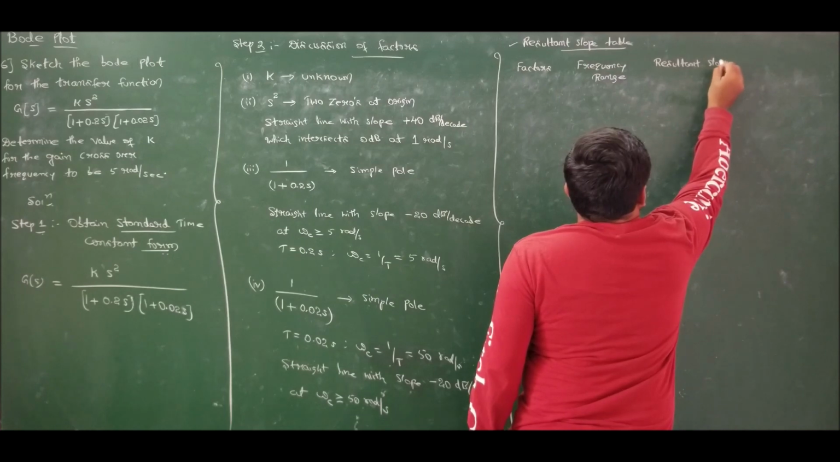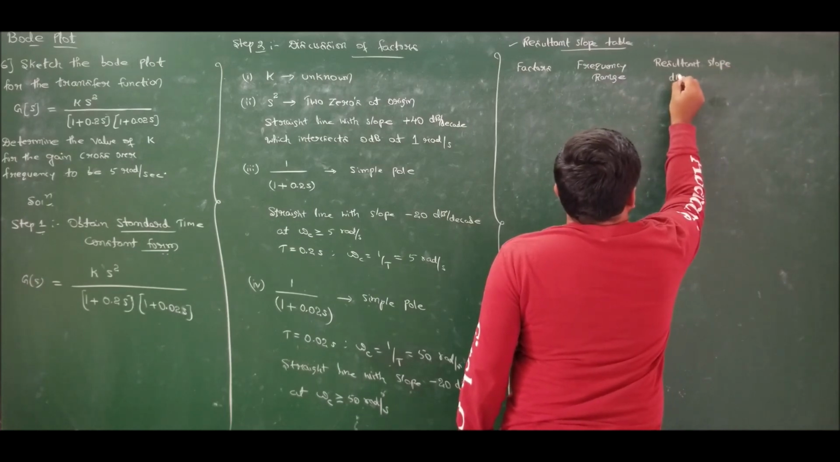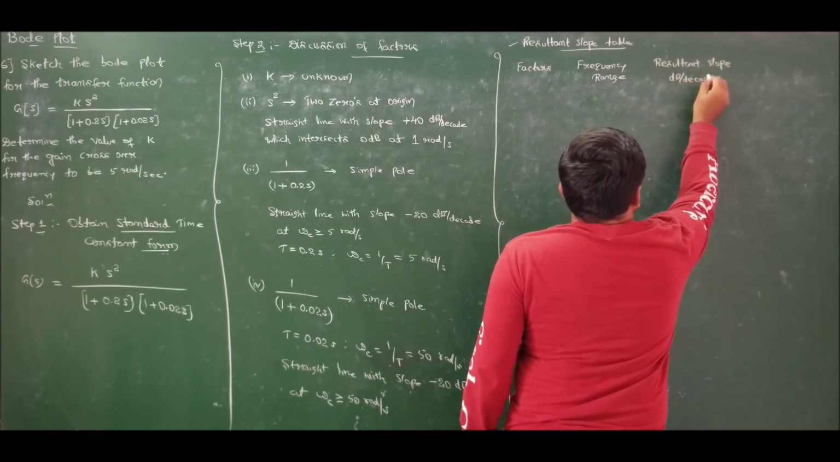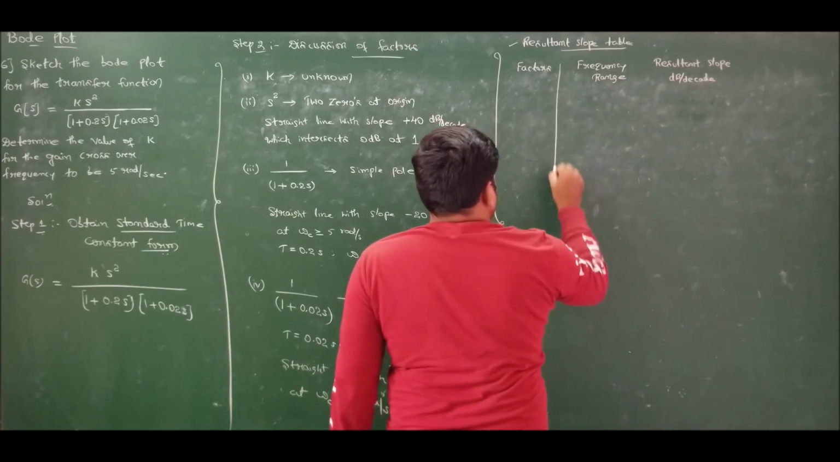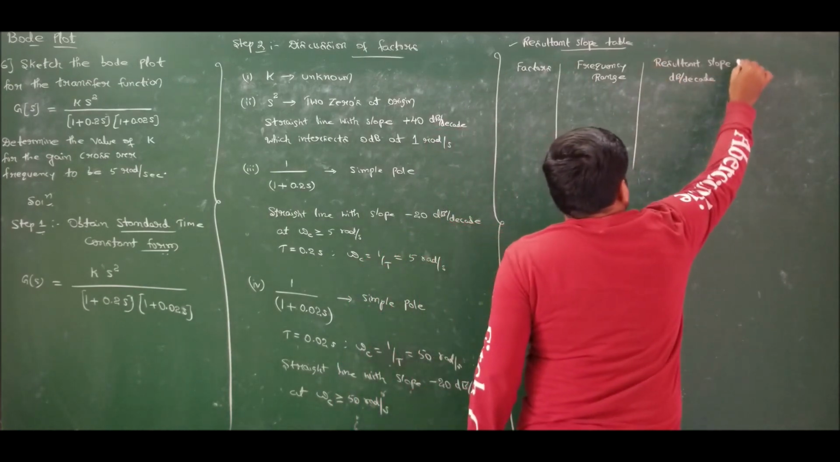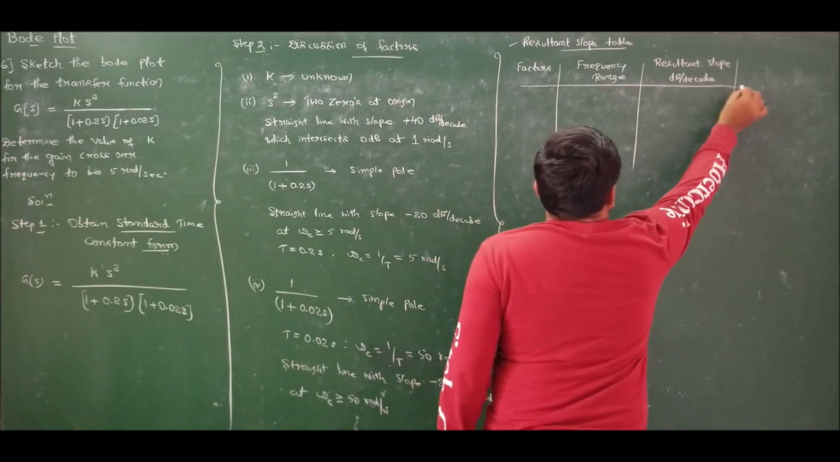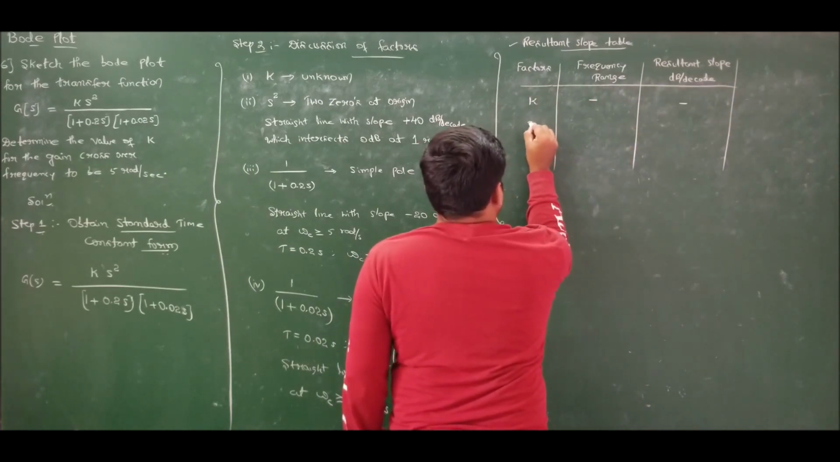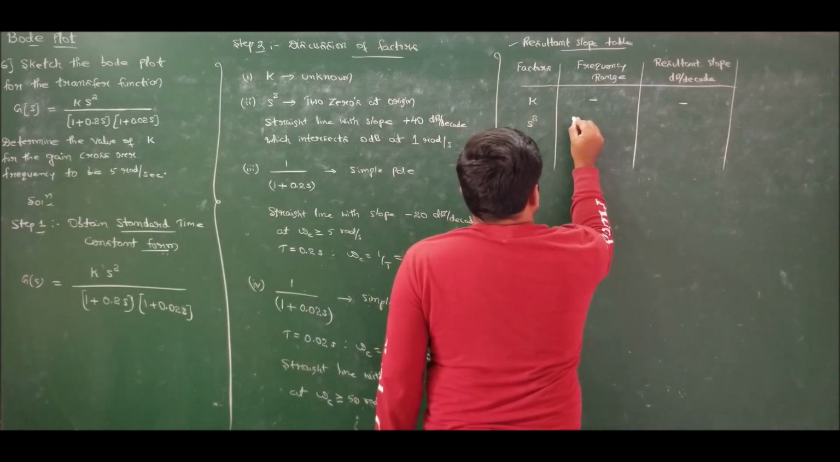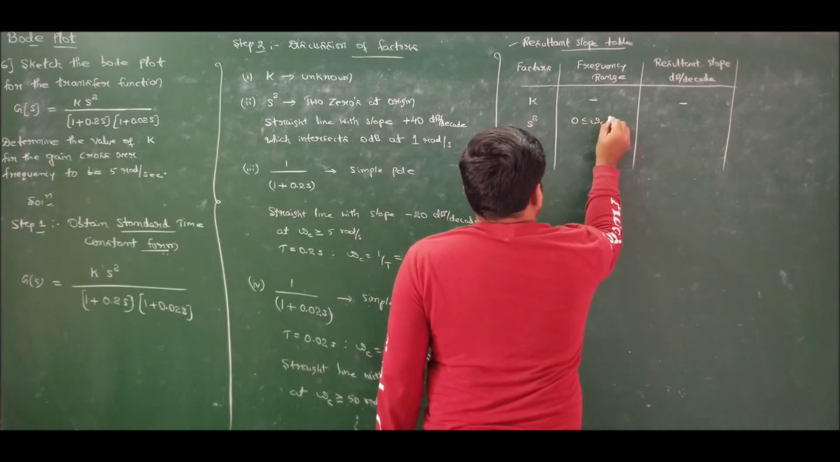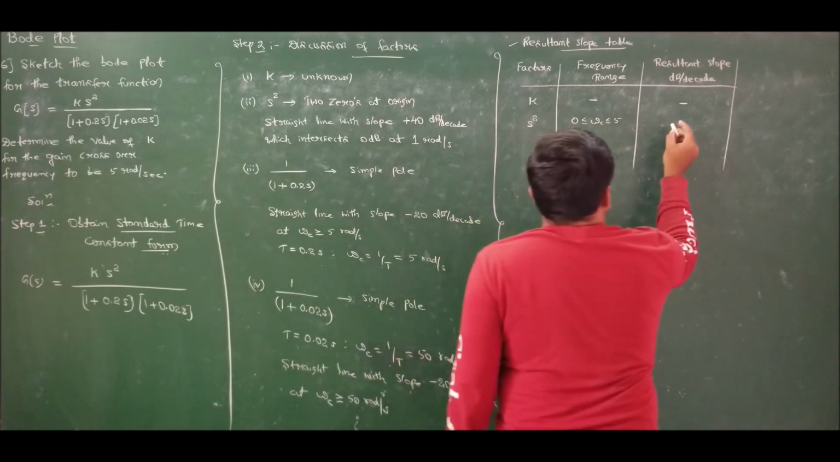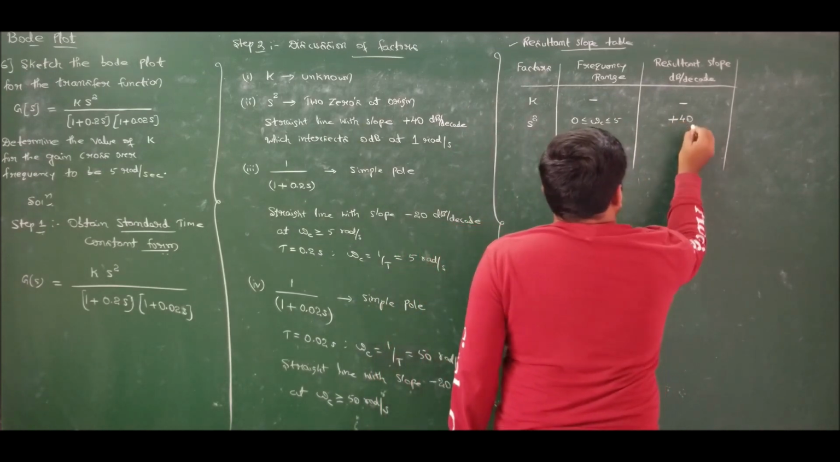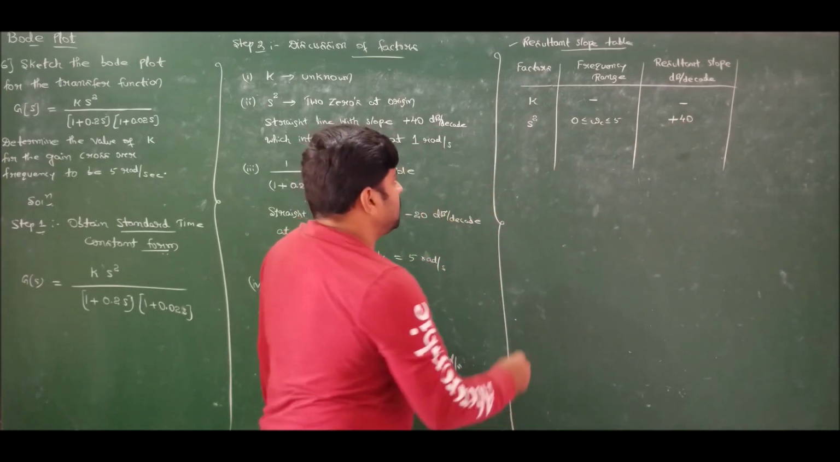Resultant slope in decibels per decade. We have totally 4 factors. Factor k is not known for us, leave it. We have 2 zeros. Their frequency range is greater than 0, less than 5 radians per second, and their resultant slope is plus 40 decibels per decade.